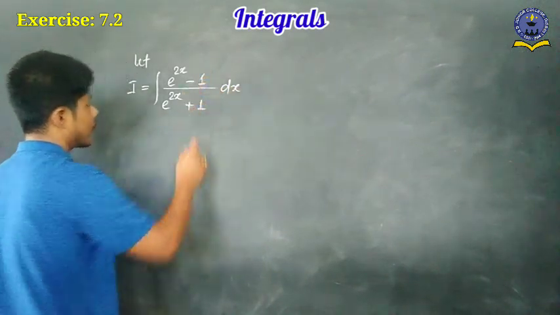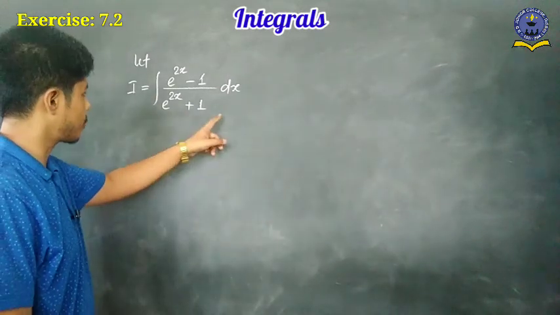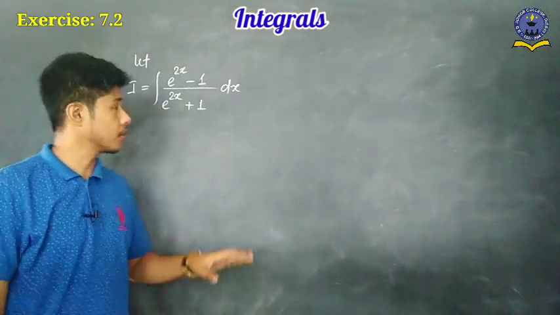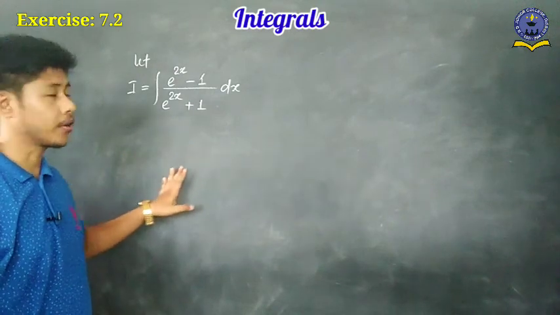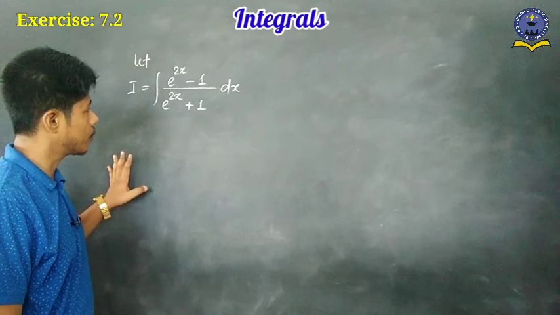So this is the question: e to the power twice x minus 1 divided by e to the power twice x plus 1 dx. This question is very important from an examination point of view. This is question number 19. So now, how can we solve this?